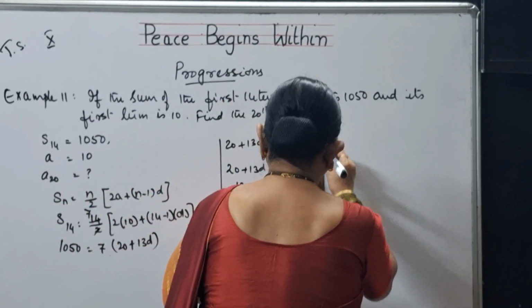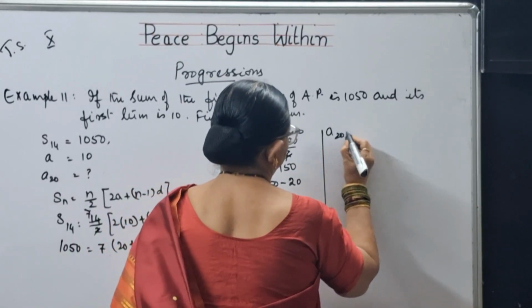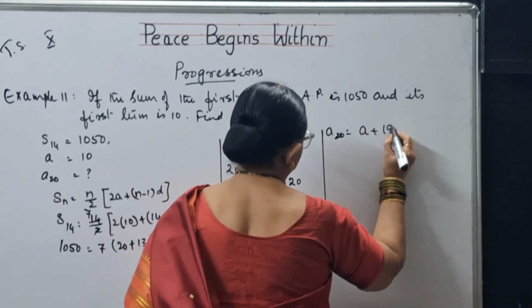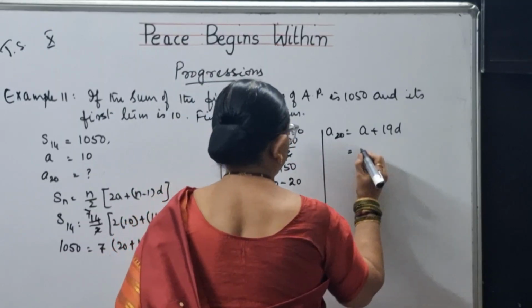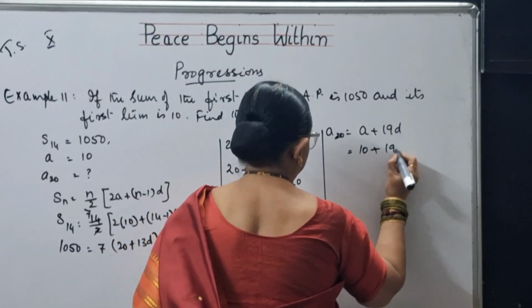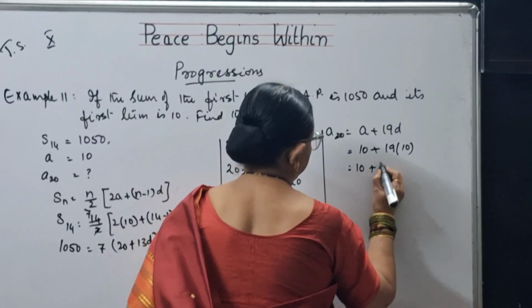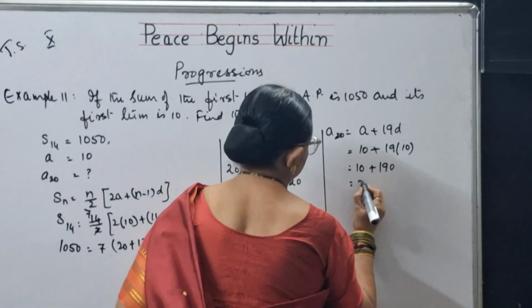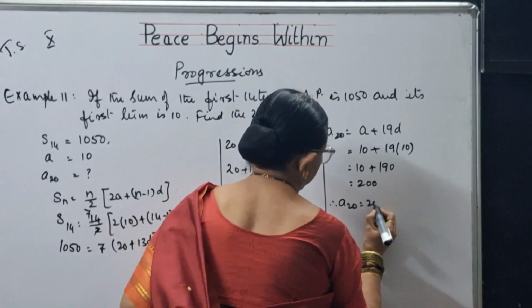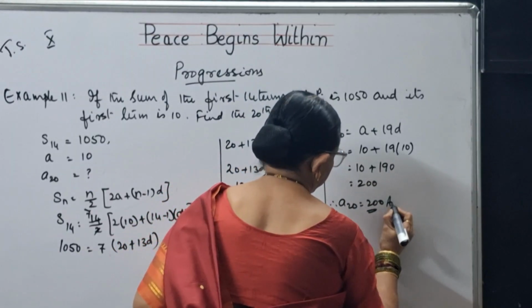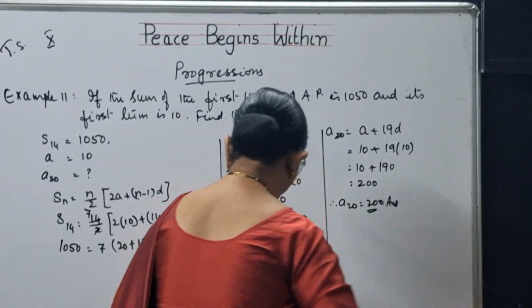Now the question is you need to find a20. a20 is equal to a plus 19d. a is the first term, 10, plus 19 into d, which is 10. That is 10 plus 190, 200. Therefore, a20 is equal to 200, the answer of this problem, children.